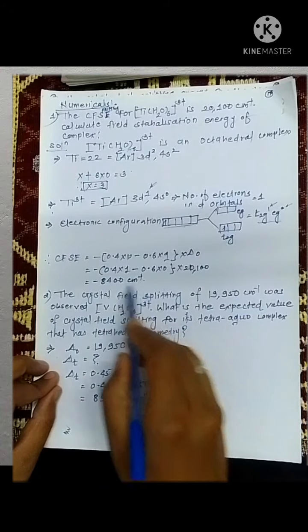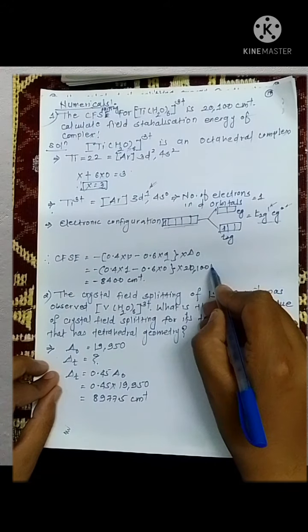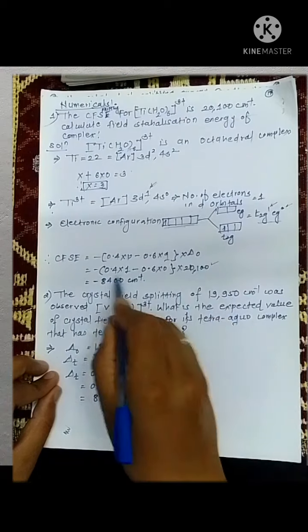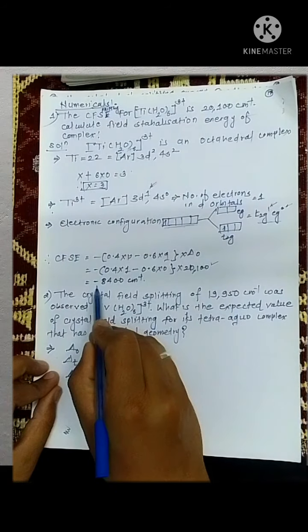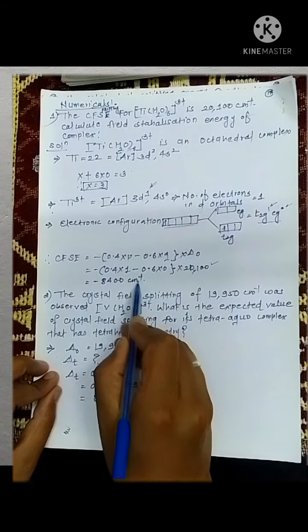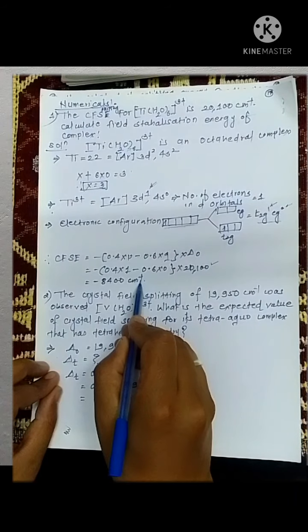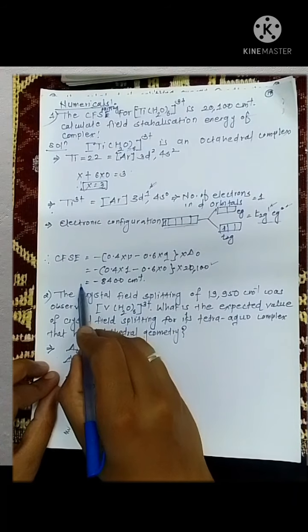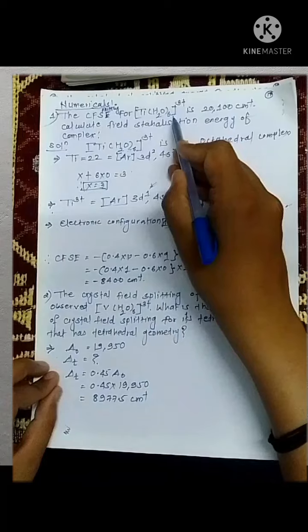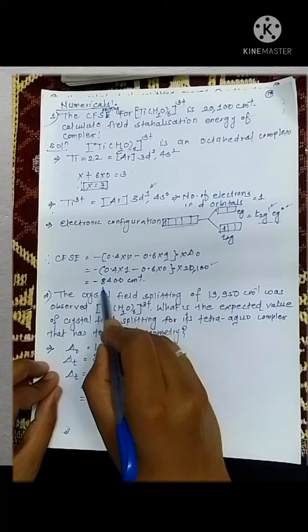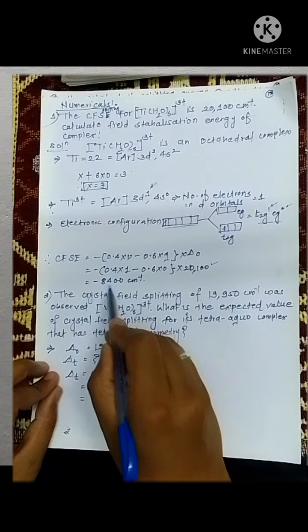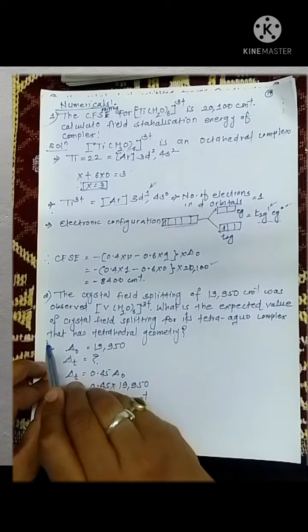When all the calculation is solved, we come up with minus 8,400 centimeter inverse. So the crystal field stabilization energy for hexaaquatitanium(3+) complex is minus 8,400 centimeter inverse.